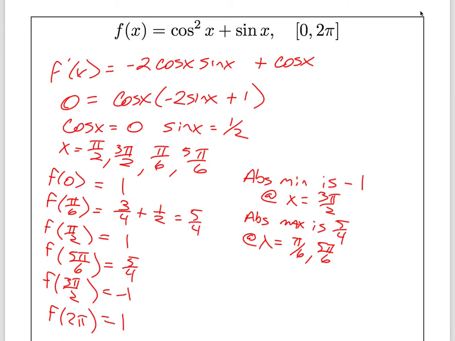So what do I know? Pi over 6 and 5 pi over 6. What else can I label them as? Relative maximums. And what can I label negative 1 as? Relative minimum. So in this case, the absolute extrema all occurred at critical points. We've also had one where the absolute extrema were just at the endpoints, and we've also had one where one of them was at the critical point and one of them was at the endpoint. So there's a mixture of all those.